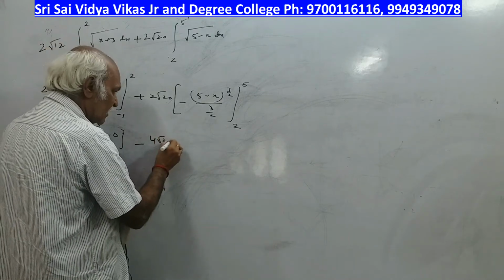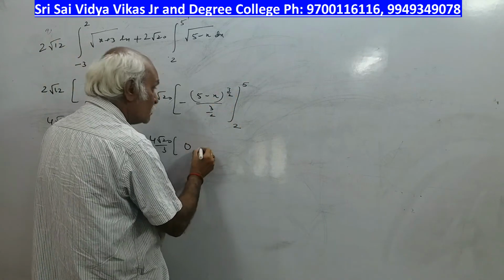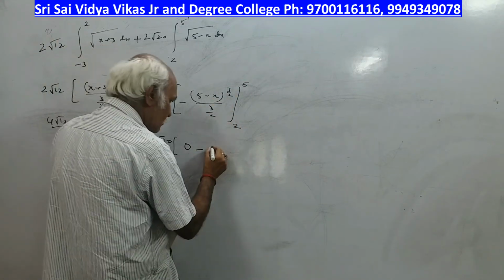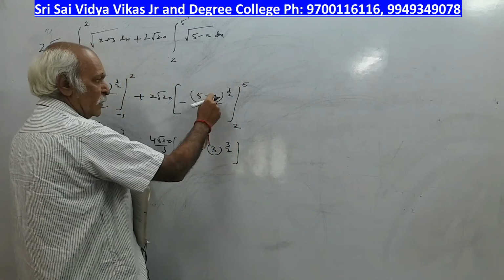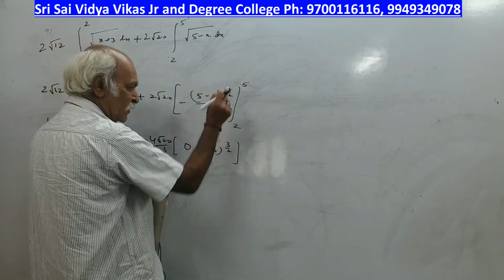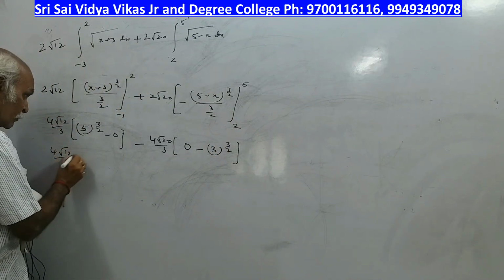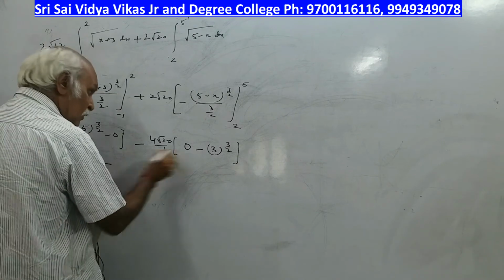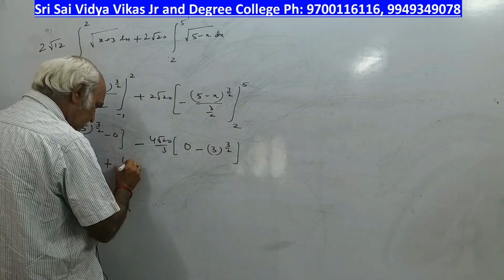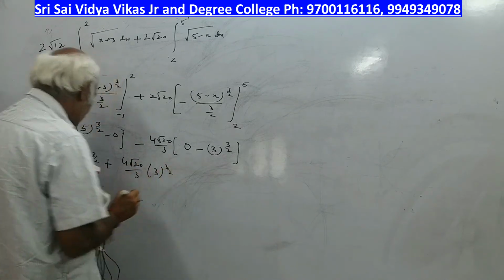Plus minus 4 root 20 by 3. Upper limit is 5, 0, minus lower limit is 2, 3 power 3 by 2. Why? Upper limit is 5, 5 minus 5 is 0. Lower limit is 2, 5 minus 2 is 3. So this becomes 4 root 12 by 3 into 5 power 3 by 2, minus this, minus of minus becomes plus, 4 root 20 by 3 into 3 power 3 by 2.